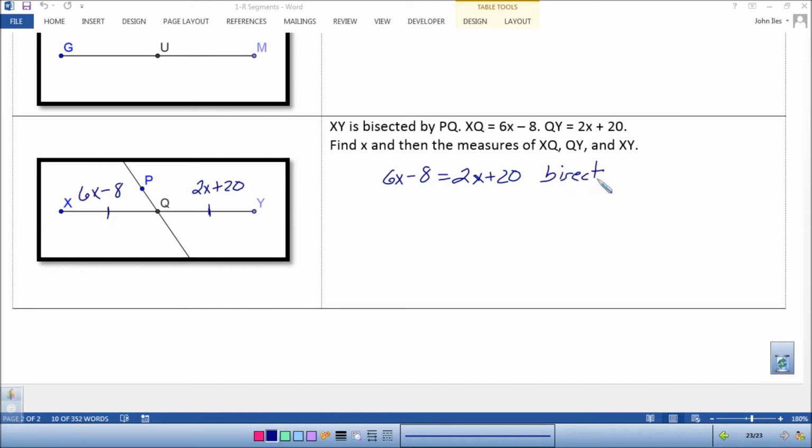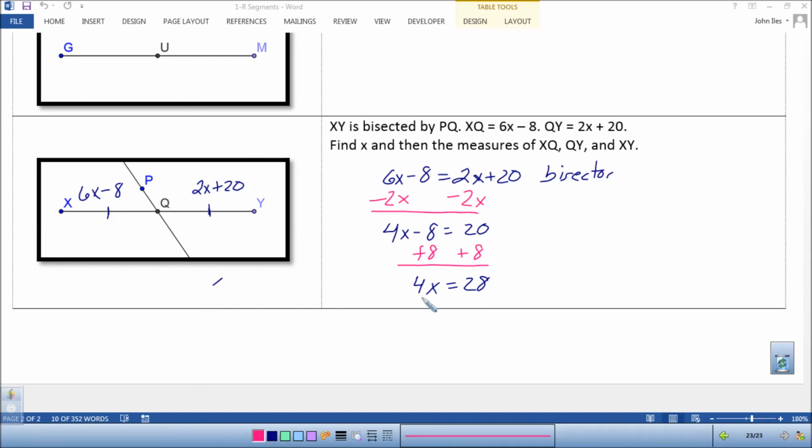So we always have to write down, when we do algebra, what we're doing. All right, now we're going to subtract 2x from both sides. Subtract 2x from both sides. Okay, and that gets us 4x minus 8 equals 20. And then we're going to add 8 to both sides. And that gets us 4x equals 28.